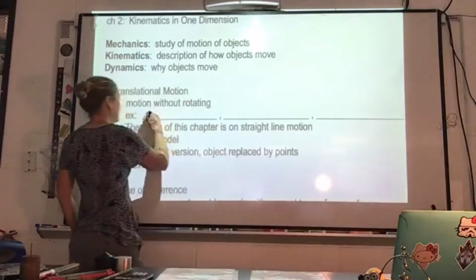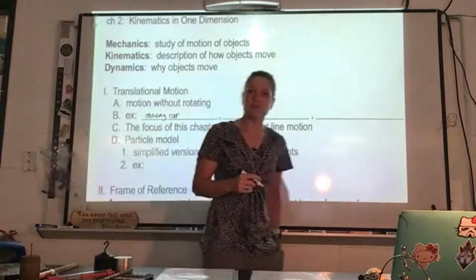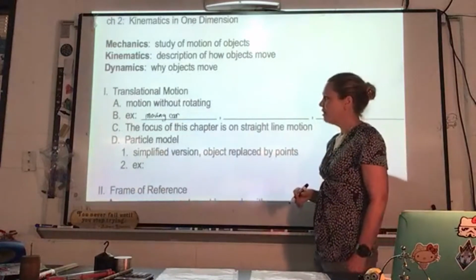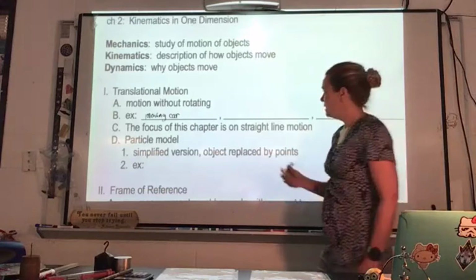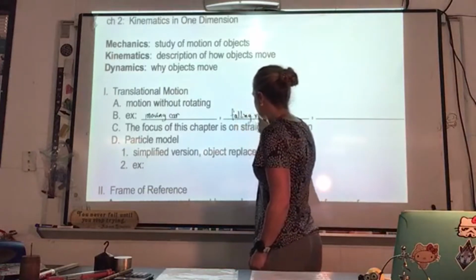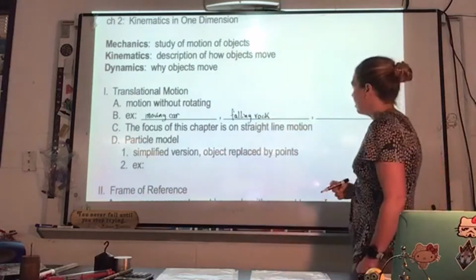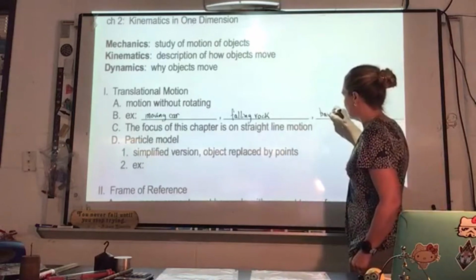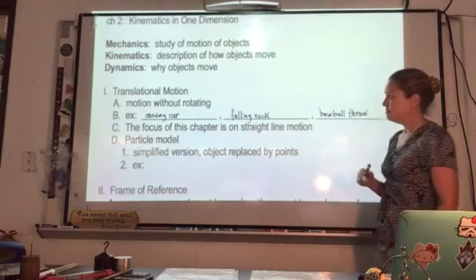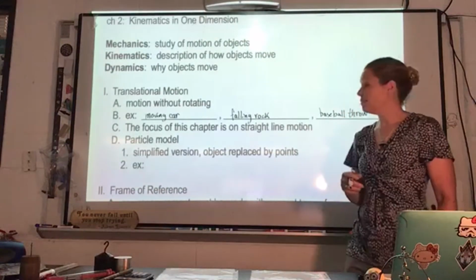So how about a moving car? We do a lot of car problems in physics because it's such a common thing, and all different ways that we move in a car. And how about a falling rock? Okay, it's a little bit different behavior there. How about, if you like sports, how about a baseball throw? Okay? So those are just some examples. You may have had some other ones that would definitely apply here.